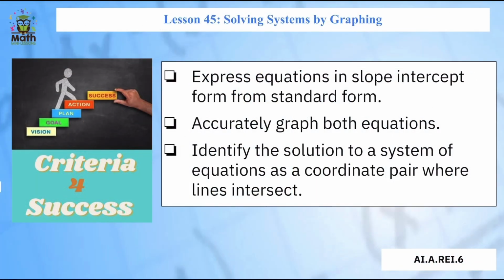This is lesson 45 and we're finally talking about systems of equations. In this lesson, we're going to solve systems by graphing. So here are the things to look for while I'm modeling and while you're practicing.